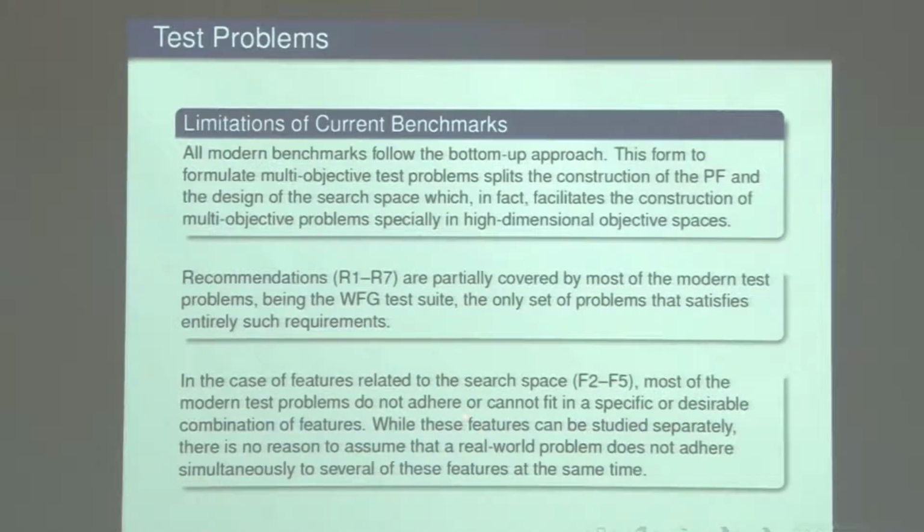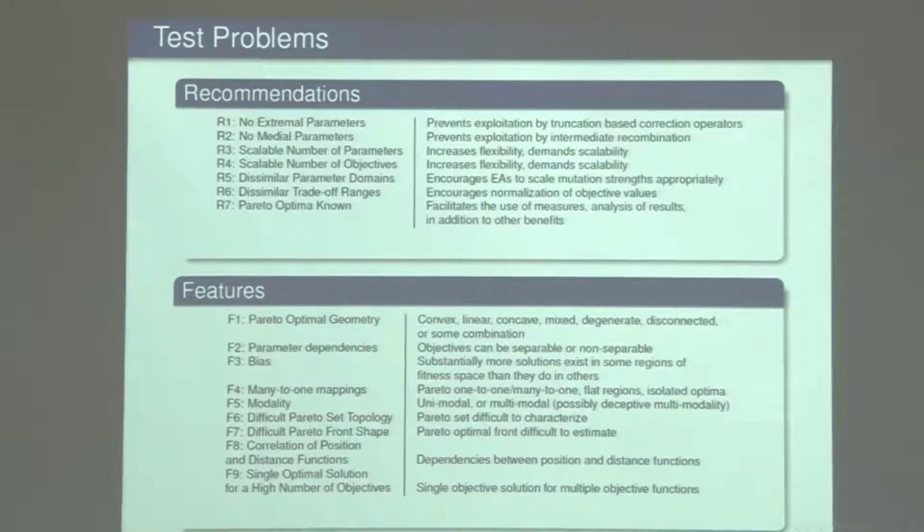In the case of features related to the search space, from the 2nd to the 5th, most of the modern test problems do not adhere or cannot fit in a specific or desirable combination of features. They include some, but not combinations of them. And there is no reason, of course, to assume that a real-world problem is not going to have a combination of features. What I mean by combination is that the same test problem does not include more than one feature from this list. Normally, they include one at a time in each test problem.